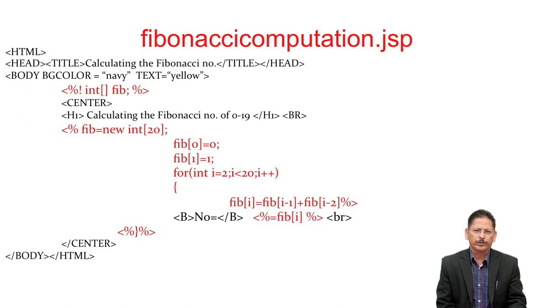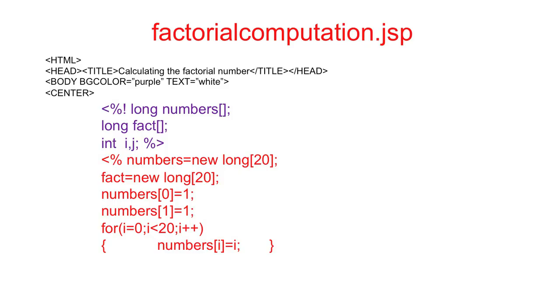And when we move to this else statement, then we will execute factorial computation dot JSP. So this one is the another program, factorial computation. In previous lecture I have also explained this program, but here again I am repeating the same program. HTML will start the program, then head portion, inside head we have title, calculating the factorial number, and then body BG color, this purple is the background color, and text is in white color. Center will start, inside the center we will write the program to calculate the factorial.